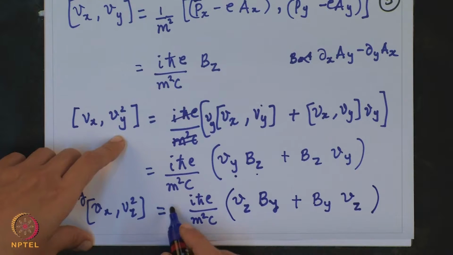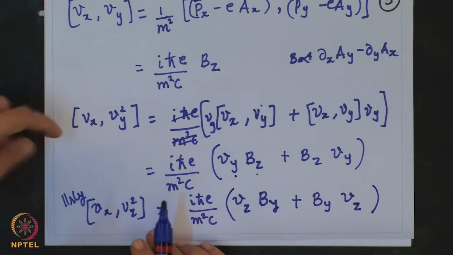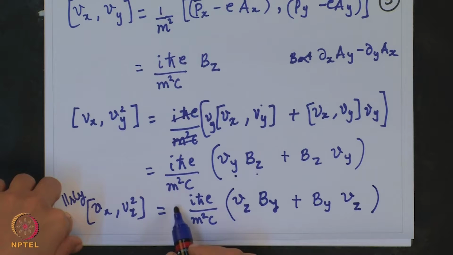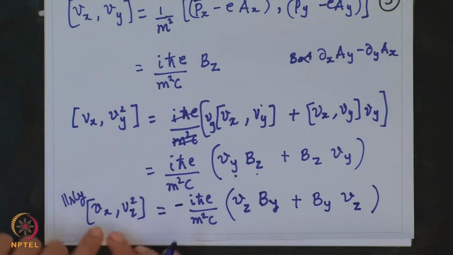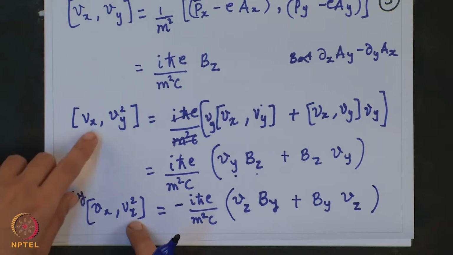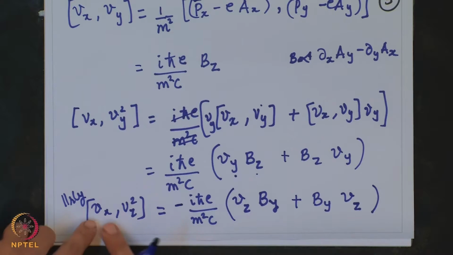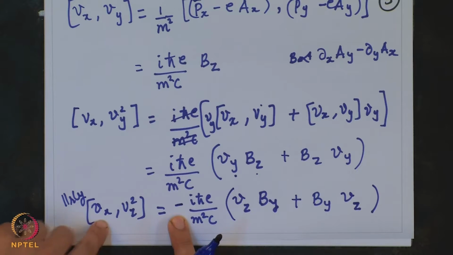So, here I have got this contribution. There will be a minus sign here because here you have V_x V_z. So, when you are doing this, be careful with the sign: x y, y z, z x. So, here it has to be z x to have a plus sign, but I have x z. So, I will have a minus sign.